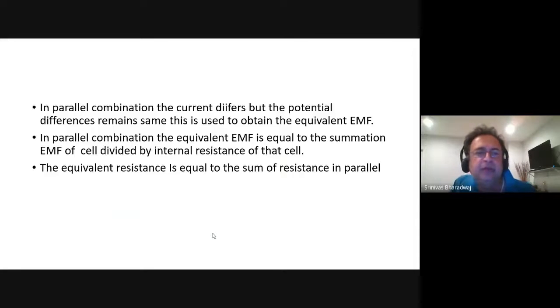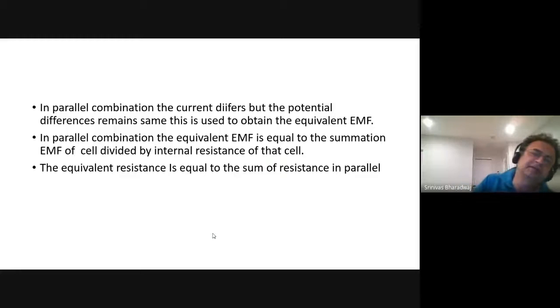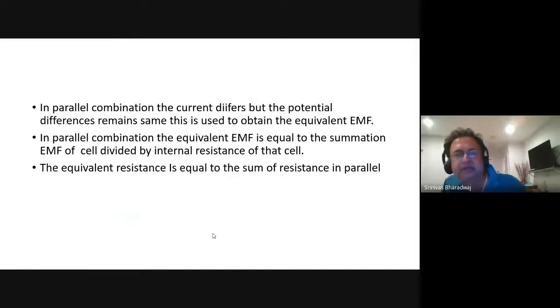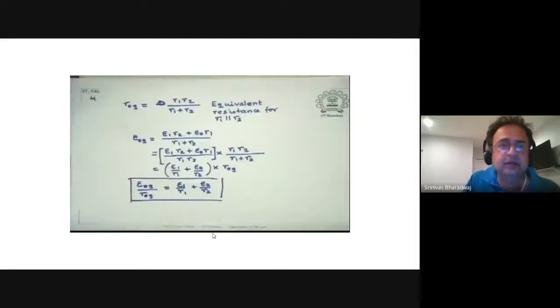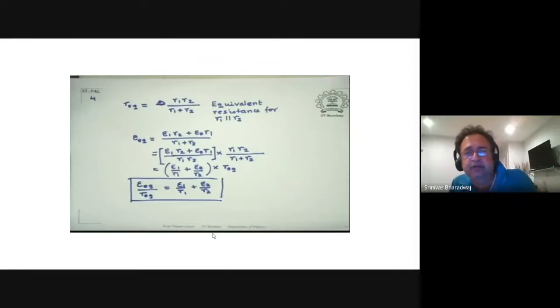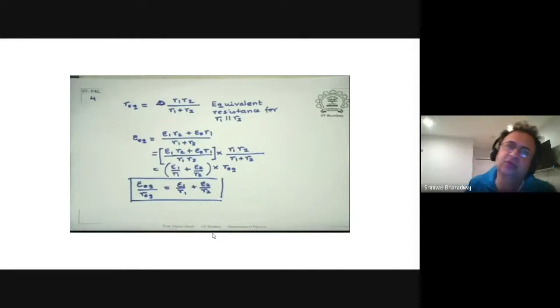Okay, so the equivalent resistance is just merely the resistance in parallel, R1 R2 divided by R1 plus R2. So just replace that, then you solve. That's a very simple way of solving. So EEQ divided by REQ equals E1 by R1 plus E2 by R2.